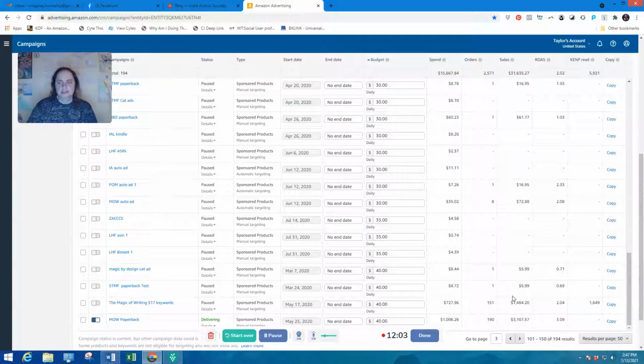This was another one here, the magic of writing keywords, and this one was started May 17th, so literally a week before MOW paperback. And it's done okay, but as you can see, it's down at right around 2, and if you look at it, it's basically just kind of breaking even at this point. So it's really not profitable anymore, which is one of the reasons I turned it off.